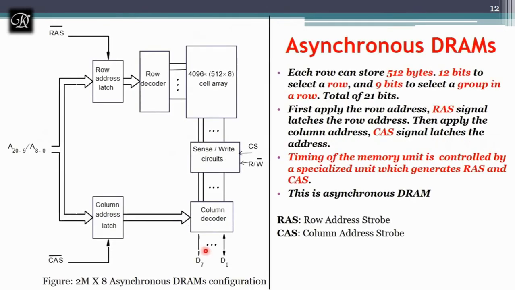Let's see the memory organization of 2 megabytes in asynchronous DRAM. As before, we have 2 megabytes, and to get 2 megabytes, how many address lines do we need? We need a total of 21 address lines, because, as I told in the basic concept video, 2 to the power of 20 is 1 megabyte. So to get 2 megabytes, I need one more extra bit. So 1 megabyte plus 1 megabyte will give me 2 megabytes.